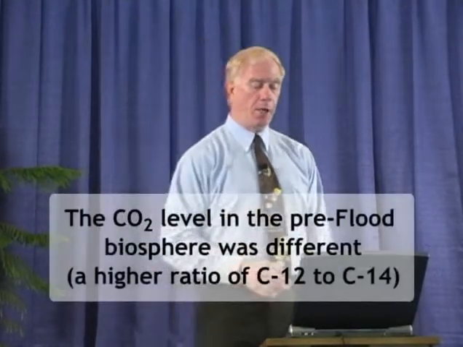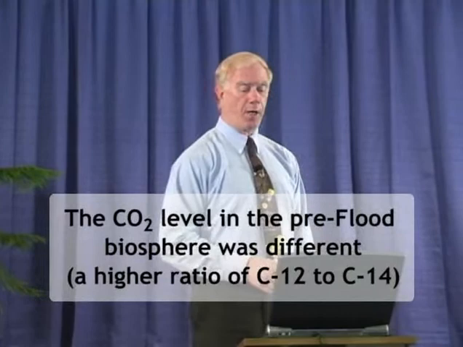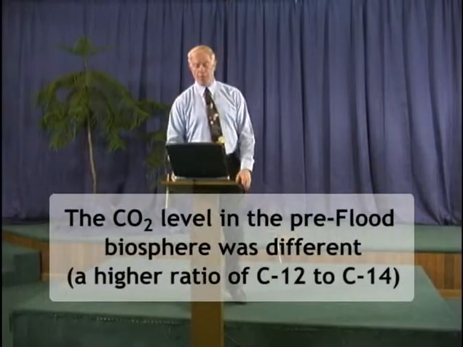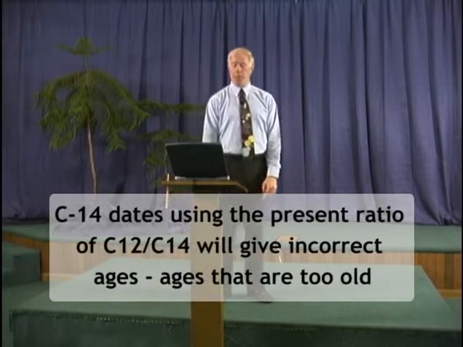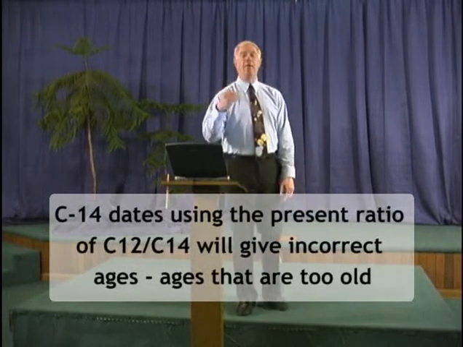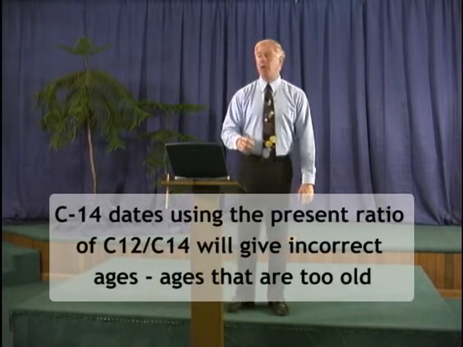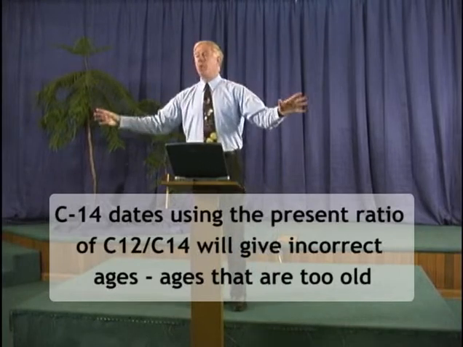So what does this mean? The carbon dioxide levels in the pre-flood biosphere were different. A higher ratio of C12 to C14. C14 dates using the present ratio of C12 to C14 will then give incorrect dates. They'll give a date that's much older than it really is. Let's take a look at an example of these dating assumptions.